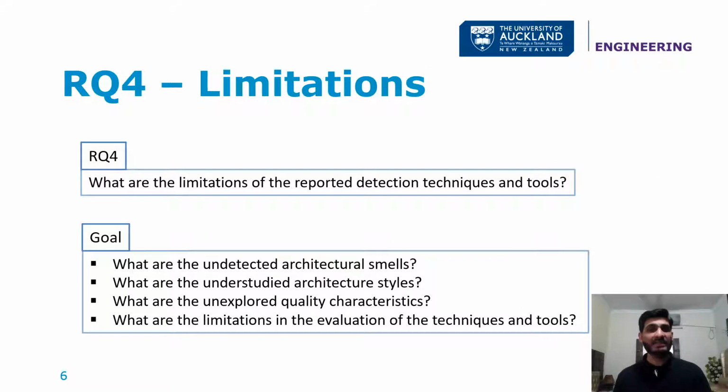Finally, in our research question 4, we list the limitations of the techniques and tools, which include listing those architecture smells that are currently not detected, architecture styles that are understudied, quality characteristics that are barely explored, and limitations related to the evaluation of techniques and tools. In this presentation, I will be talking about a few limitations in the existing methods. However, before I talk about these findings, I will first briefly explain the systematic mapping process that we used.